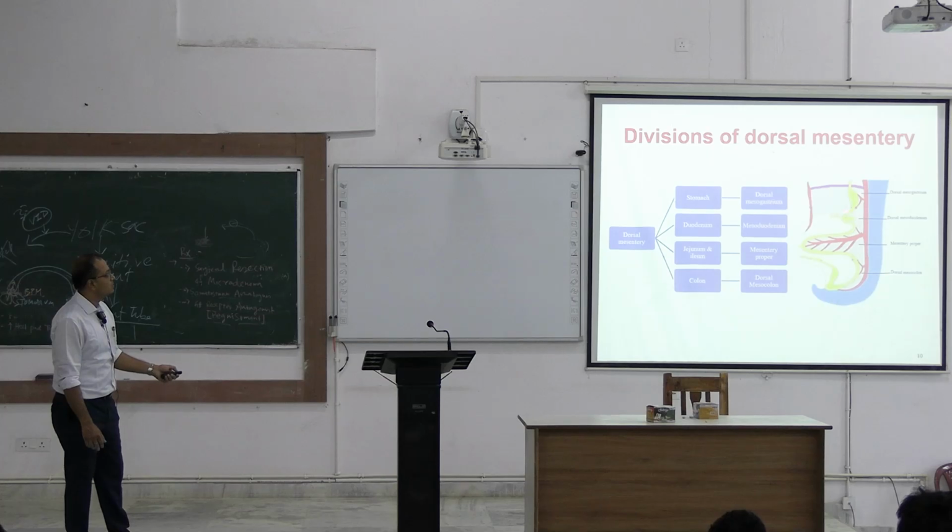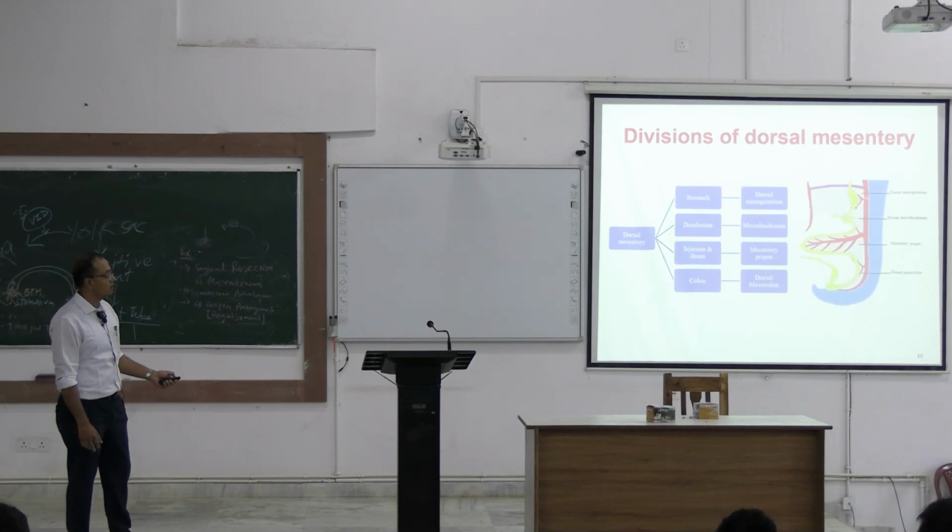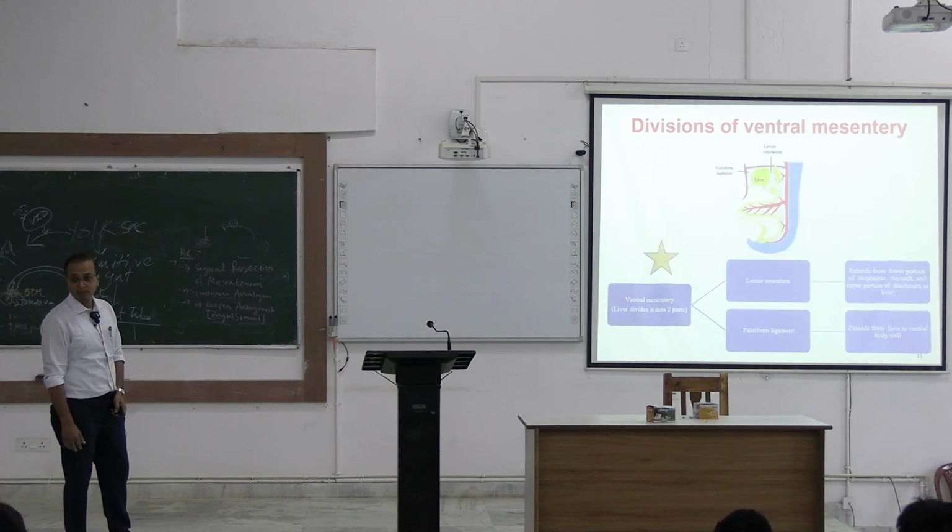Now this particular mesentery we call the ventral mesentery. What is missing here in front of the stomach? Is there anything missing between the anterior body wall and the stomach? Liver. So the liver has yet to come. So we place the liver in between them.